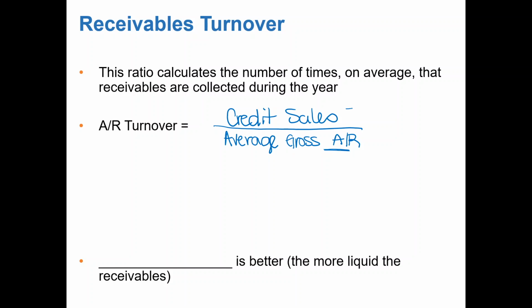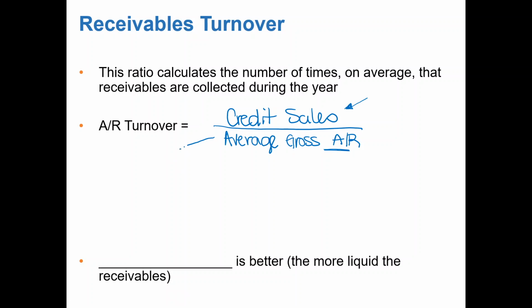And we use credit sales here because only sales that are on account, which are called credit sales, are the only ones that create an AR balance. If it's a cash sale, we don't have accounts receivable. So if you have the information, you would use credit sales, but these aren't typically reported on financial statements. So if you don't know the credit sales, or if they're not given to you in a question, just use overall sales.